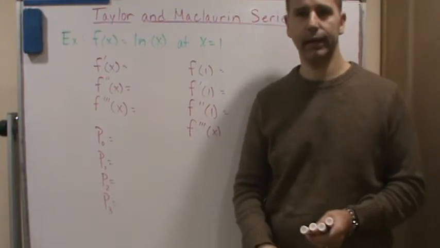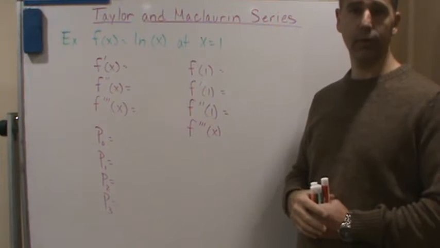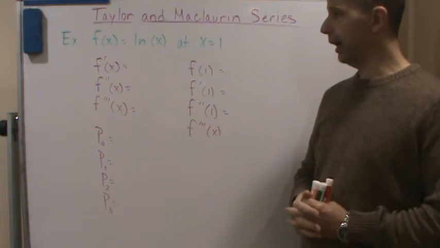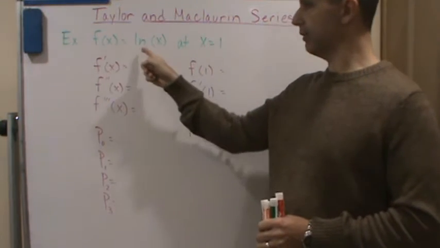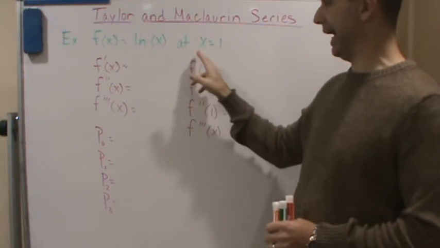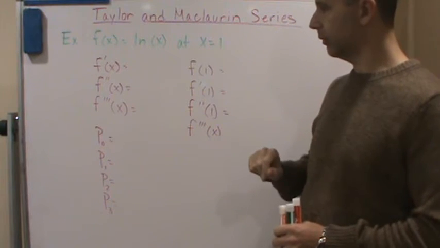Okay, so welcome back, and now what we're going to do is an example, and we're going to do the first three Taylor polynomials. We're going to use the function f of x equals the natural log of x, and we're going to do it at x equals 1. So a is equal to 1 here.